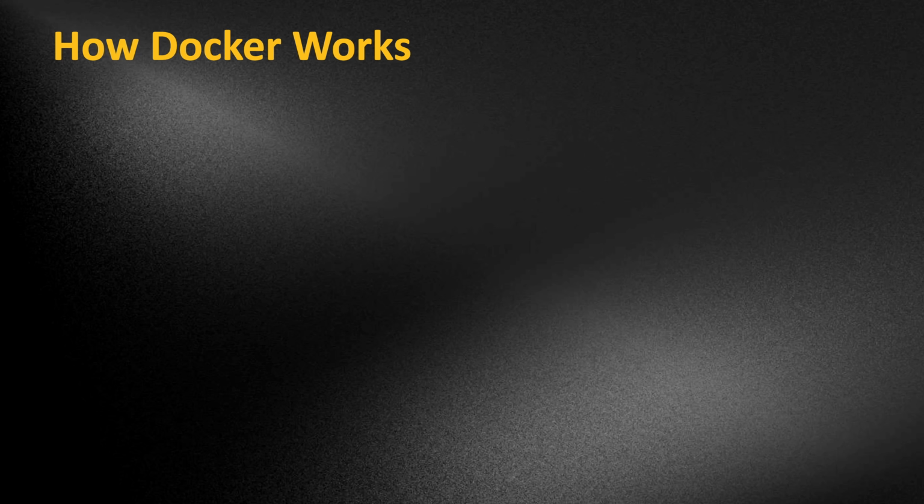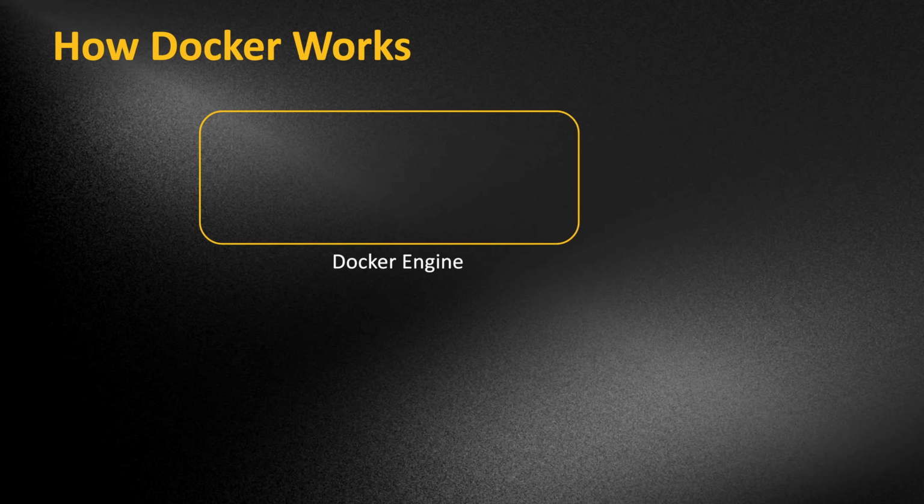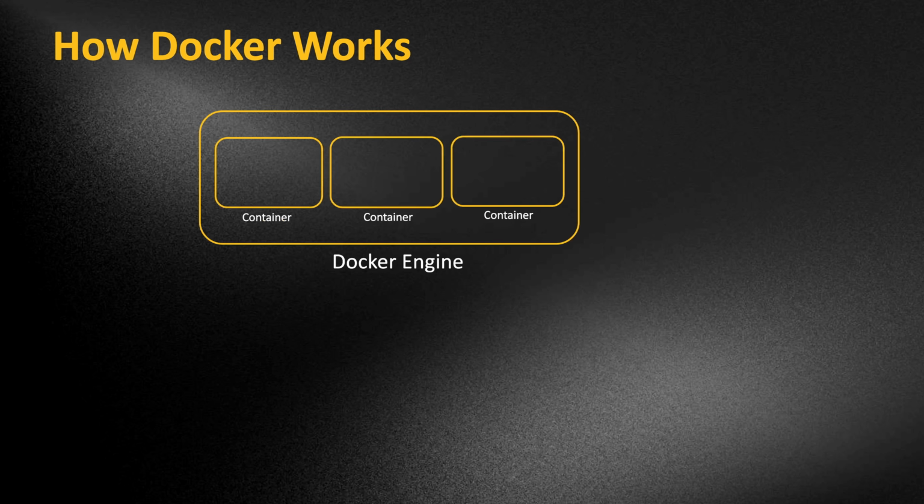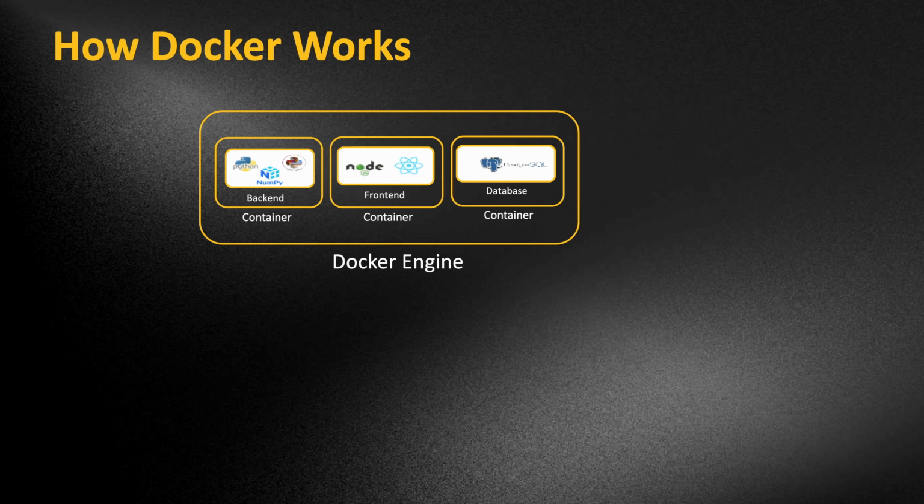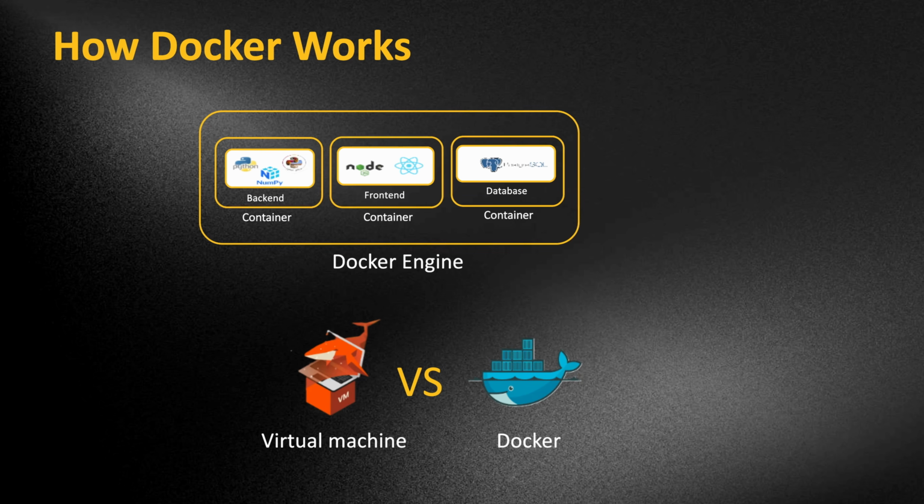Docker uses something called Docker Engine, which runs the containers. A container is like a small box that has its own operating system, that has its own software like Python or PostgreSQL, and your application source code. So each container is independent. Even if my computer is Windows and your computer is Mac, Docker makes sure both of us run the same environment inside the container. Some people may ask, why not just use a virtual machine instead of using Docker?